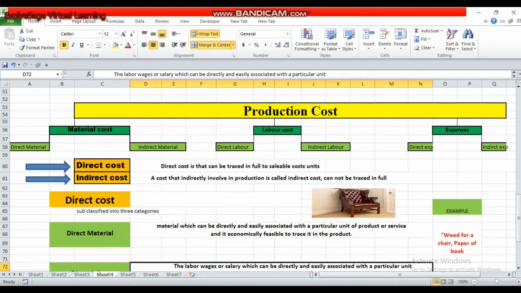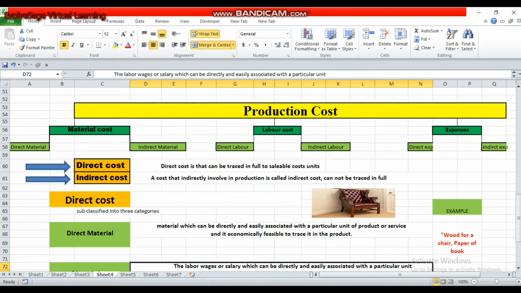Okay, so let's discuss indirect cost. What is actually indirect cost? A cost that is indirectly involved in production is called indirect cost and cannot be traced in full. That means indirect cost is the cost that is indirectly involved in the production process, and for us it is impossible to measure how much of it has been consumed in a single product line. In a single product, it is not the major part of a product. So the cost which is impossible for us to measure will be called indirect cost.